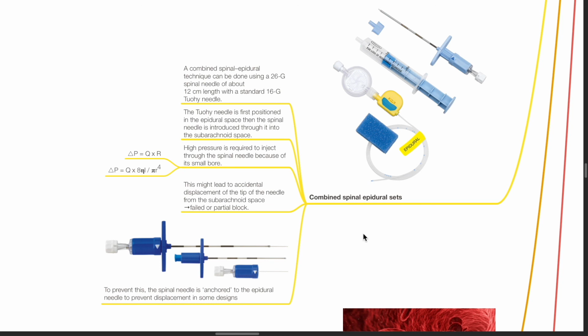This might lead to accidental displacement of the tip of the needle from the subarachnoid space, resulting in failed or partial subarachnoid block. To prevent this, the spinal needle is anchored to the epidural needle to prevent displacement in some designs.